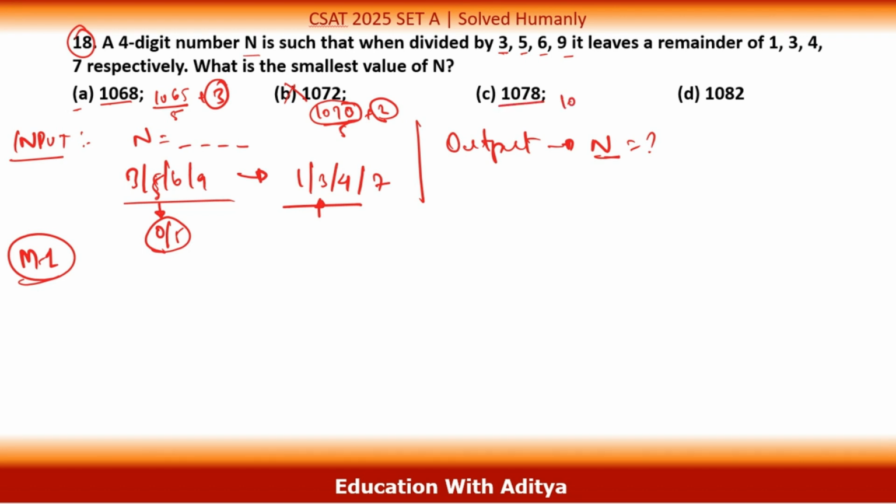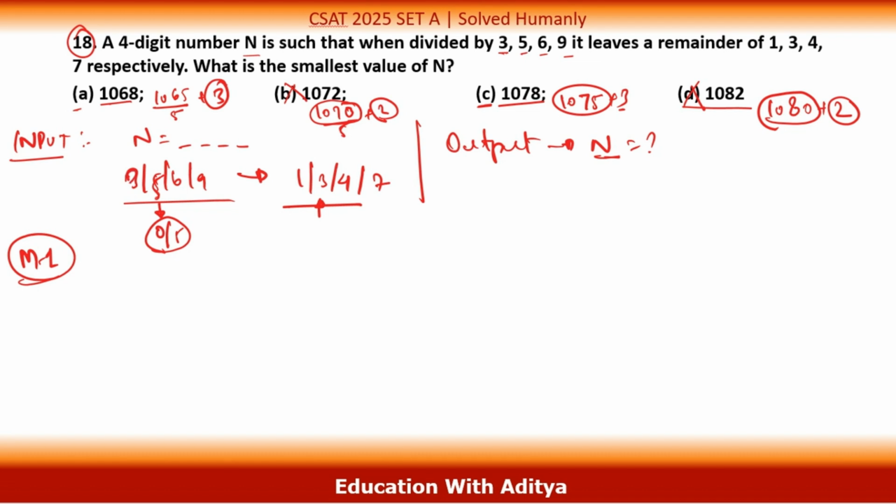Again 1078. So we have 1075 plus 3. 1075 divided by 5 remainder will be 0, and we will have a remainder of 3. So this option stays. And 1082. So again 1080 plus 2. This is completely divisible by 5, and 2 will be the remainder, so this is also not possible. So we have eliminated two options by looking at the divisibility of 5.